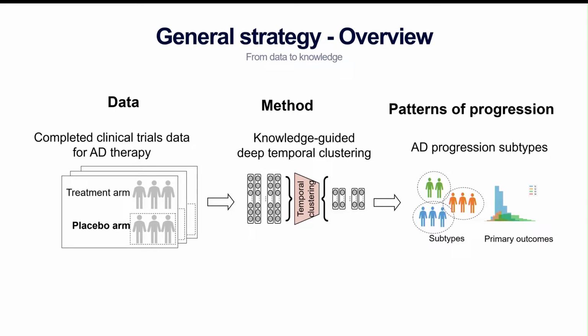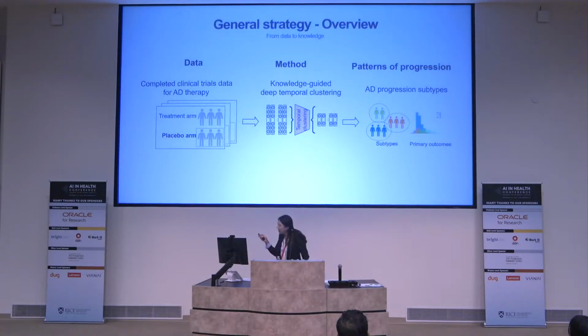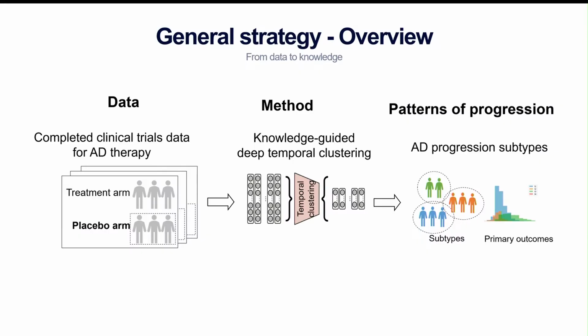So this is an overview. Basically, starting from data and knowledge. The data is coming from placebo patients in completed clinical trials. And the method is our customized method. And the final deliverable would be subtypes. And those subtypes are devised to be discriminative of the primary outcomes of interest in clinical trials.